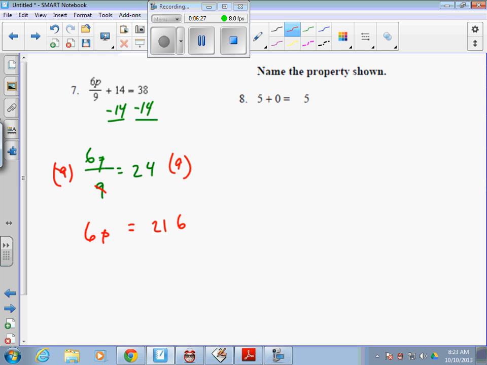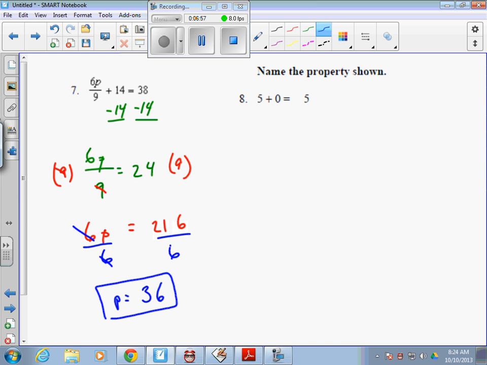So 6p equals 216. Divide by 6 to cancel that out. Do the same to the right. 6 goes into 21 3 times, so that's 18. So there's 3 left over, so 36. 6 goes into 36 6 times, so p equals 36. You could have also separated and called it 6 over 9 times p, and then multiplied by the reciprocal on both sides, and you'd have still gotten p equals 36.